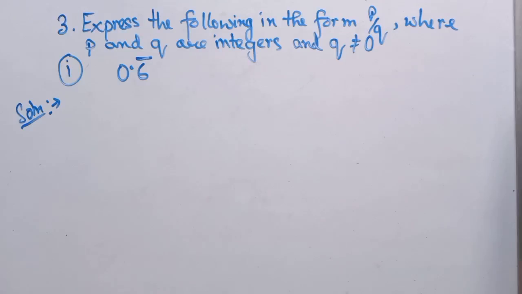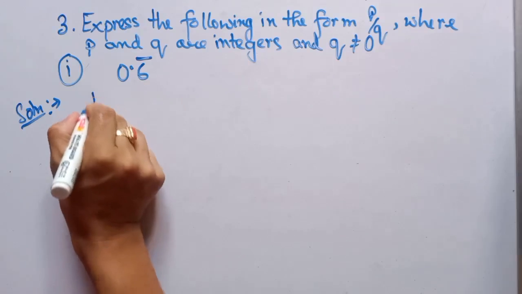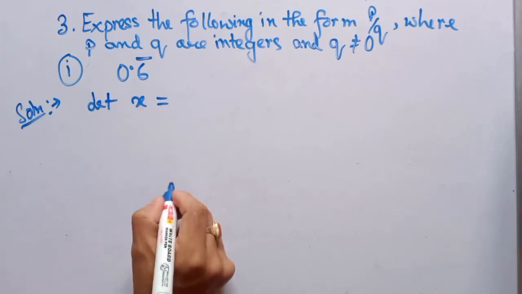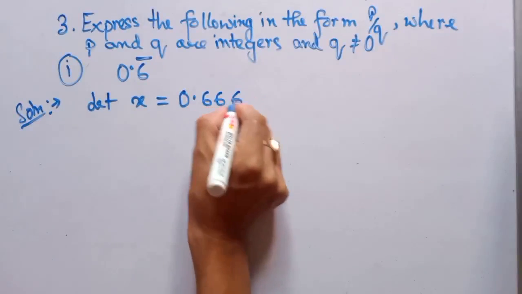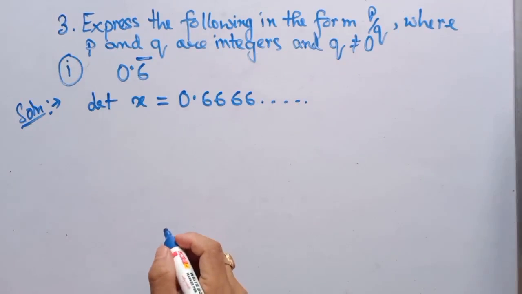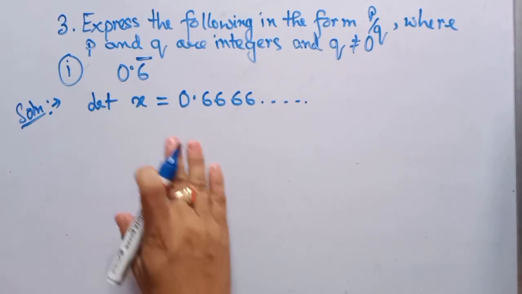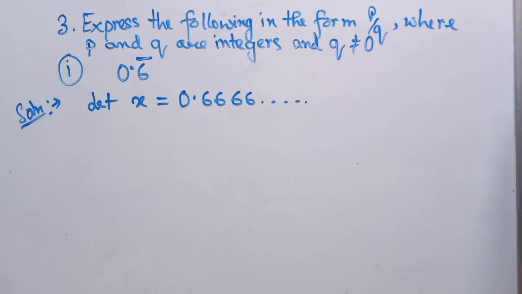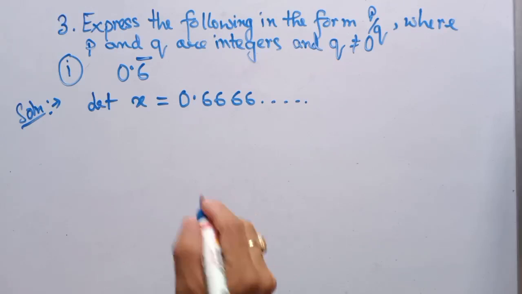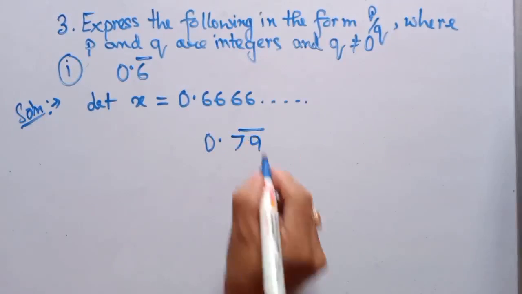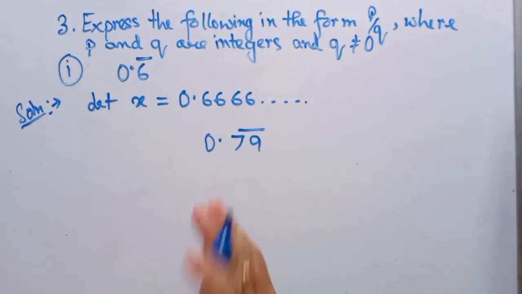For this, let us assume this number, which is 0.6 bar, is equal to x. Therefore, solution, let x equal to 0.666666. Now what we are going to do is we will multiply both sides of this equation by 10. Why 10? Because here in this decimal expansion the repeating digit is 1, that is the number 6 is repeated again and again. If suppose in a decimal expansion the repeating block is of 2 digits, then we are going to multiply both sides of that equation by 100 and so on.